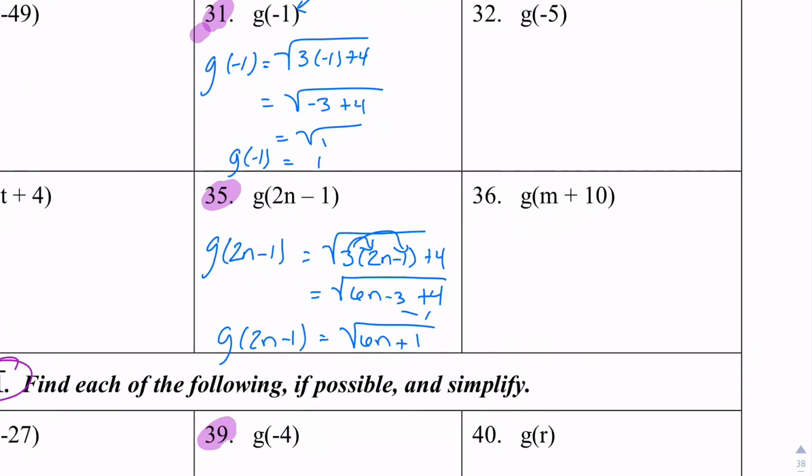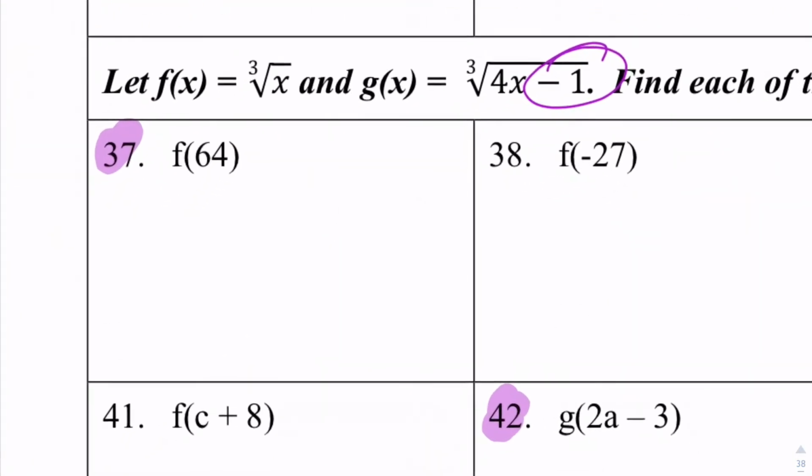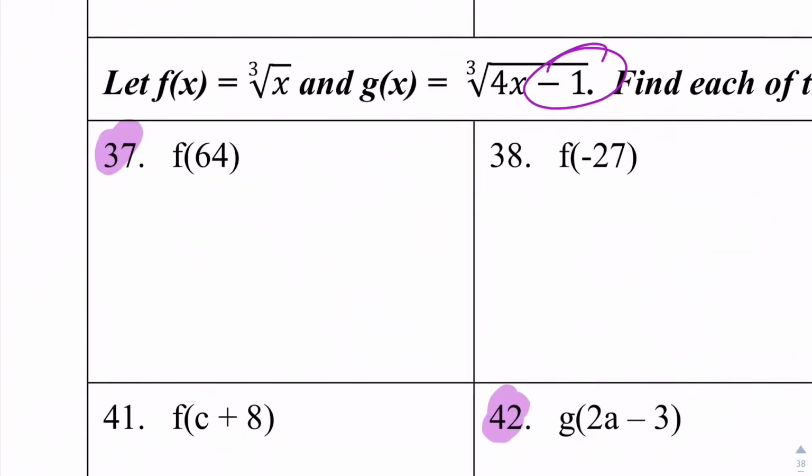This next set of problems, same idea, but just with cube roots. So we're going to do a couple of those. So this first one's an f function, f of 64. And so f of 64 is equal to the cube root of 64, which is just 4.